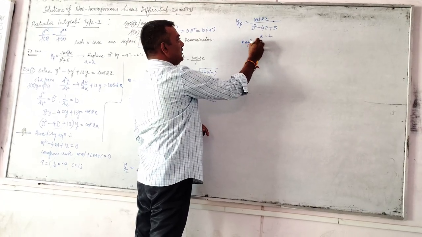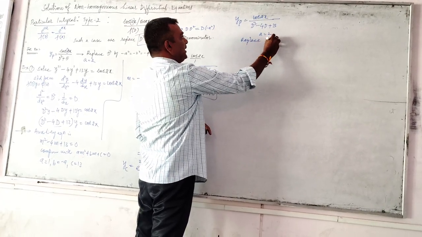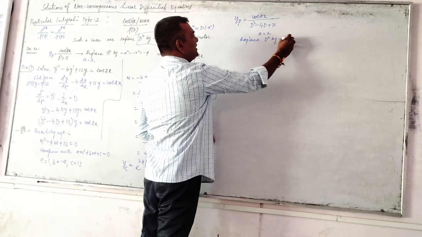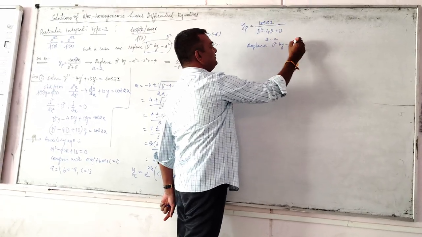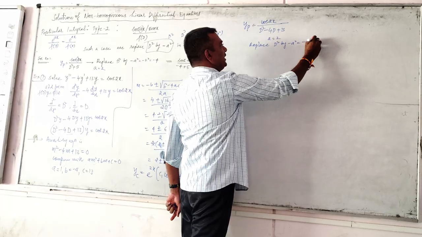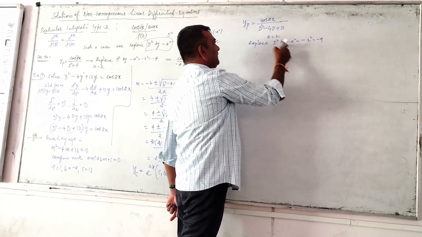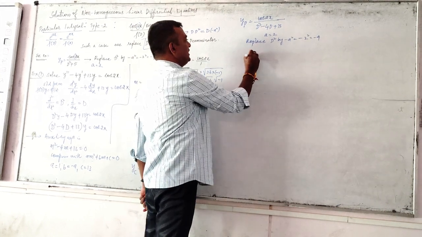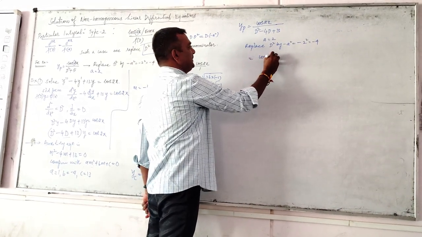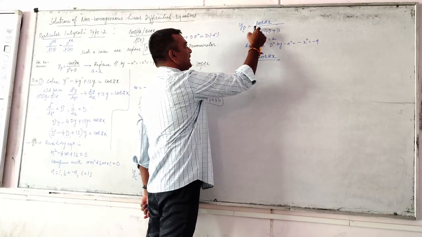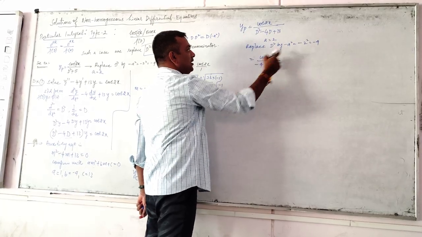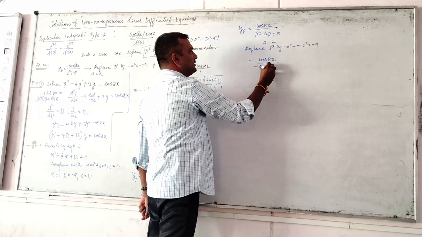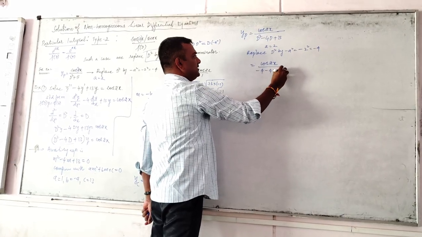Replace D square by minus a square. What is the value of a? 2 square, which is minus 4. We have to replace in the denominator, not in the numerator. So look here. This is numerator cos 2x, keep it as it is. Replace D square by minus 4. Minus 4D, there is no change, plus 13.